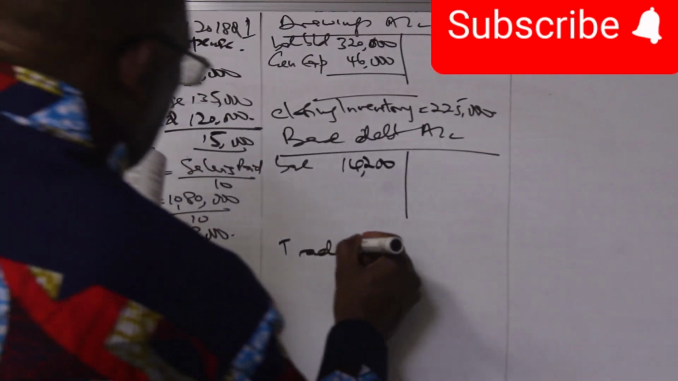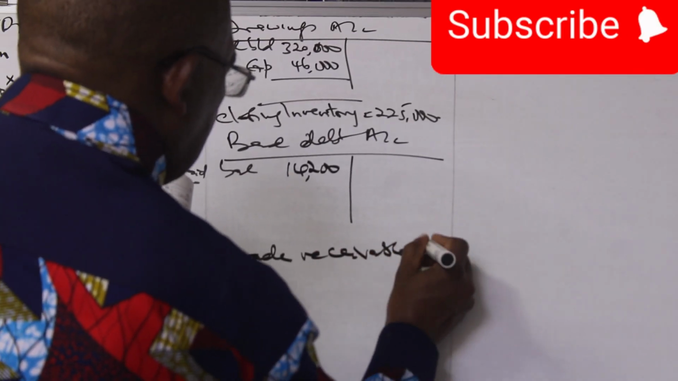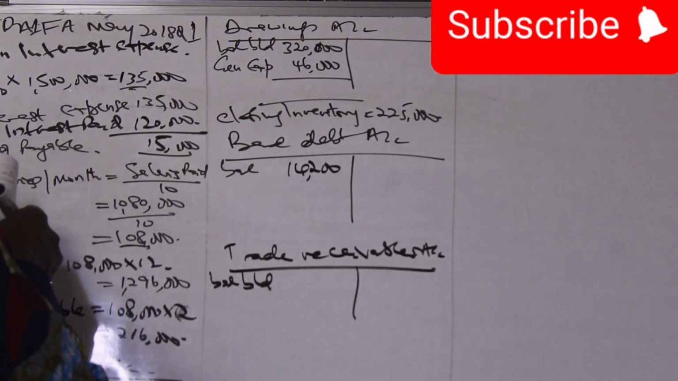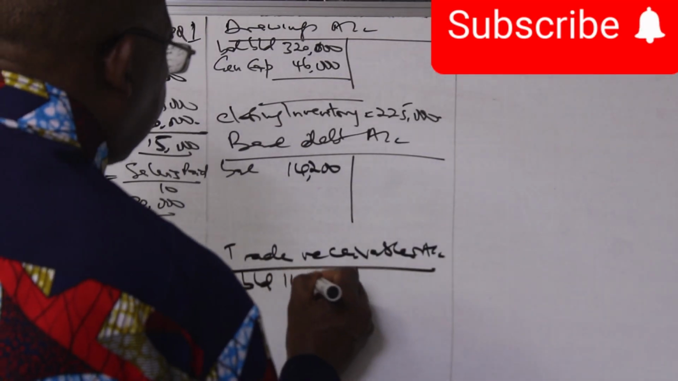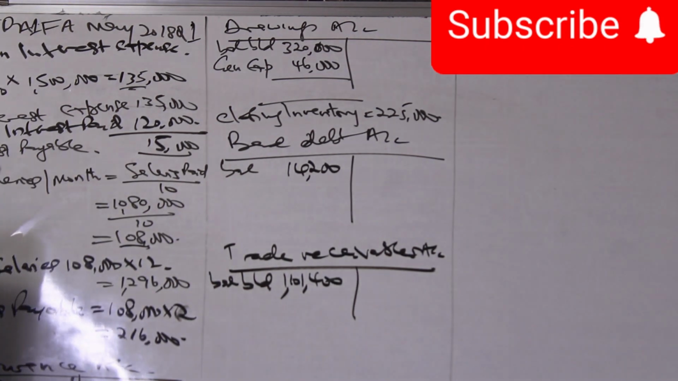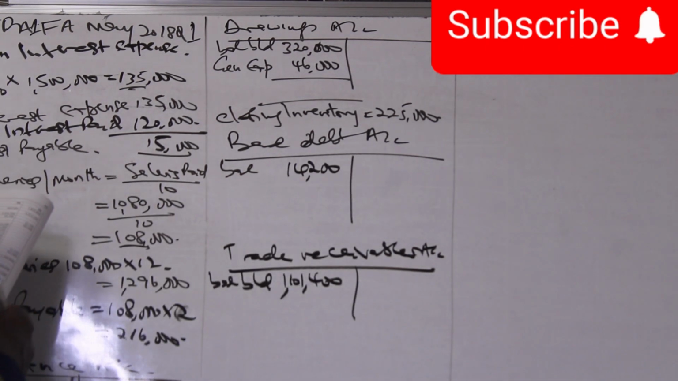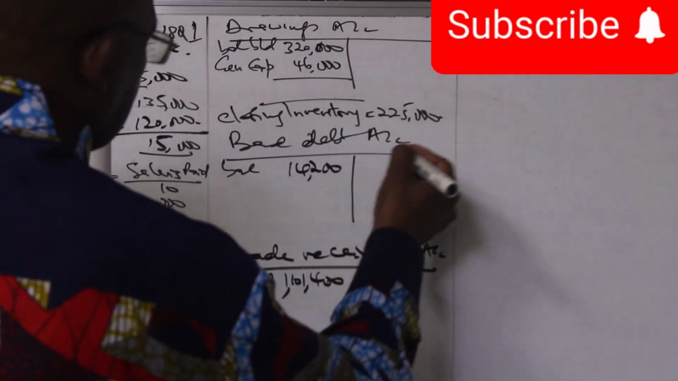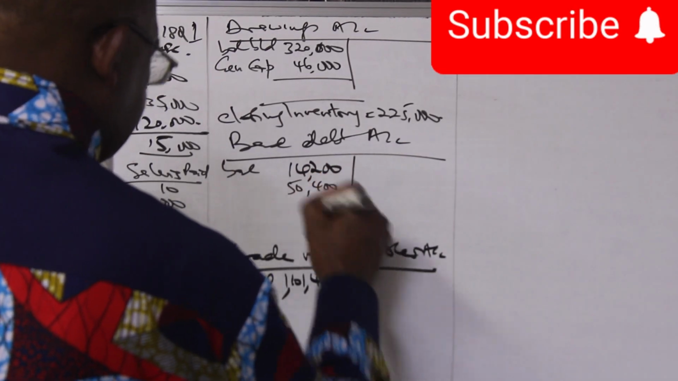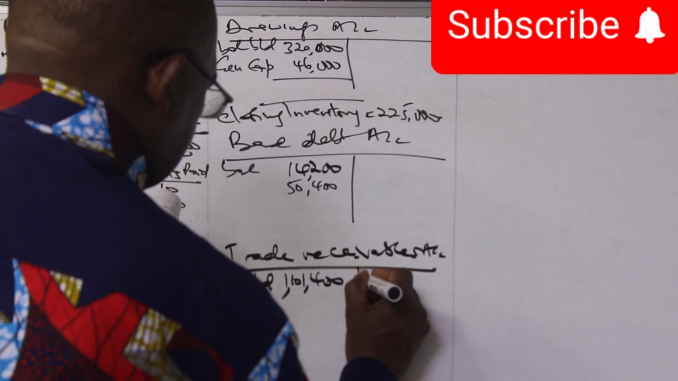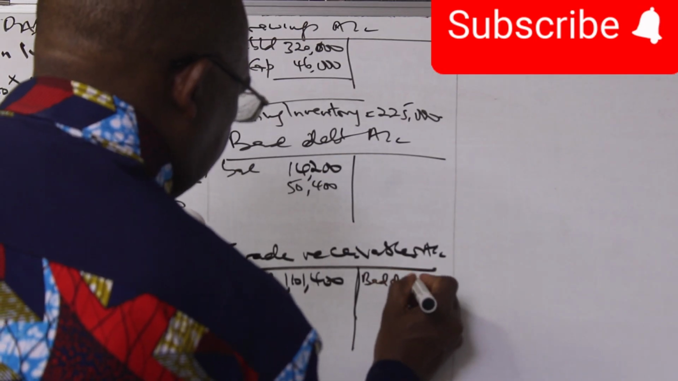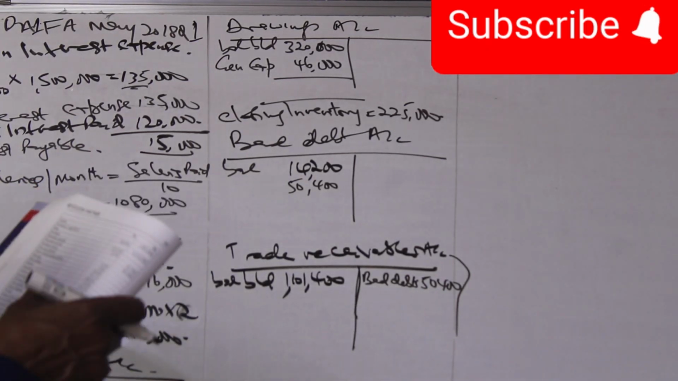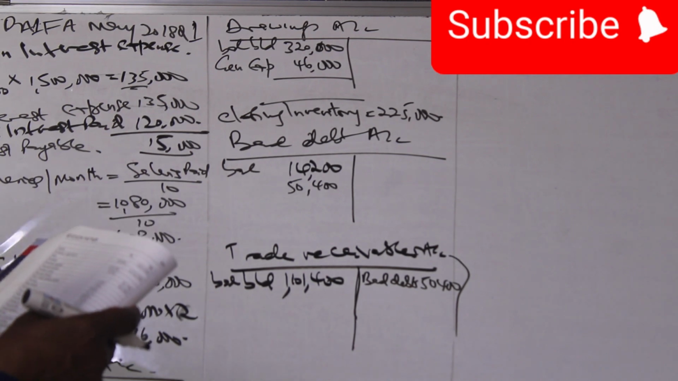Our trade receivables account. The balance brought down from trial balance. Balance brought down of trade receivables is 1,101,400. And we are told, in additional information number 5, 5,400. So we add 5,400, and we come here, we say bad debt. We reduce our receivables with the 5,400.